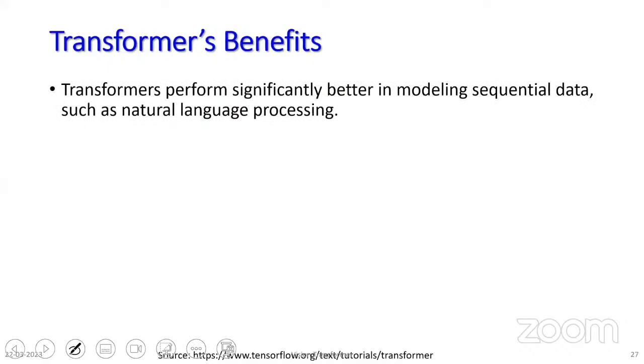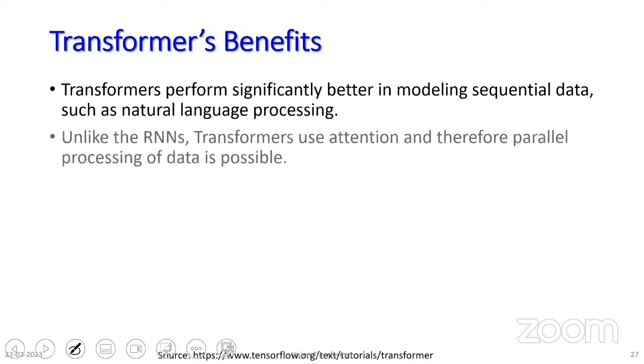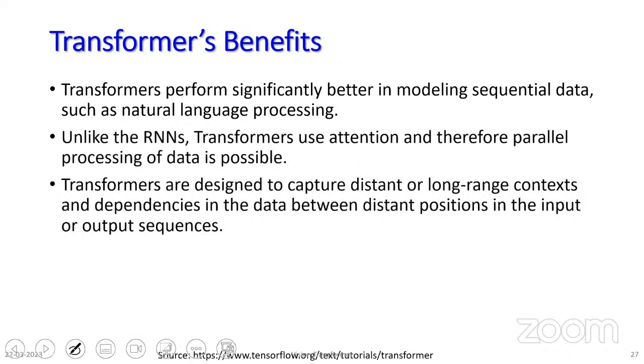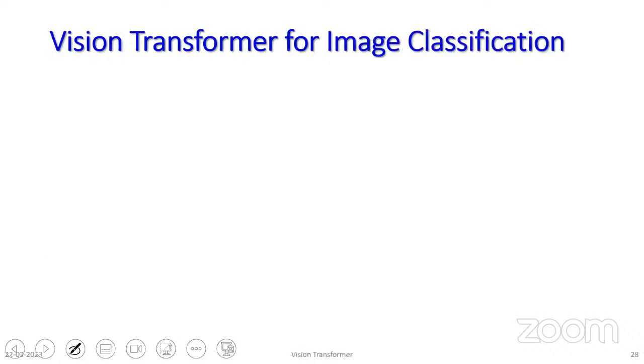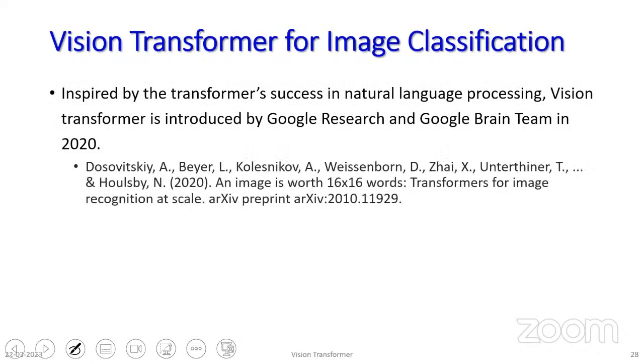So what are the benefits? They can significantly perform better in modeling sequential data. Unlike RNNs, transformers use attention, and therefore parallel processing of data is possible. Transformers are designed to capture distant or long-range context and dependencies. And transformers make no assumptions about the temporal or spatial relationship across the data, unlike the sequence-to-sequence models previously used like RNN or CNN. Now, I come to vision transformer.